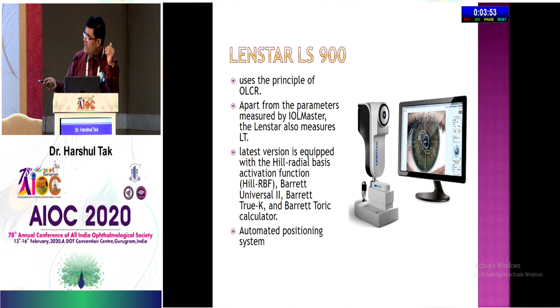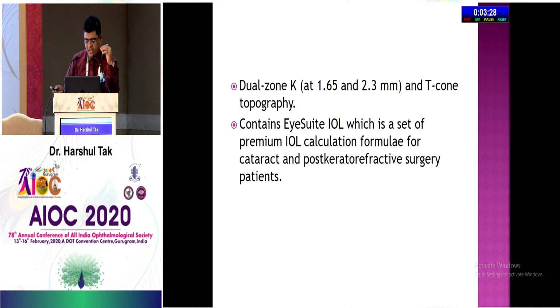So then came the LENSTAR 900 in 2000, and it uses the principle of low coherence reflectometry. This was the optical biometer which used the laser technique to measure all the ocular parameters along with the axial length, the ACD, and all other parameters. It had dual zone K at 1.65 and 2.3 millimeter, and along with it, it also has a T-cone topography, which further increases the accuracy of the keratometry.